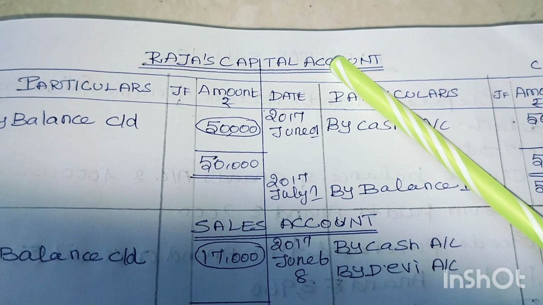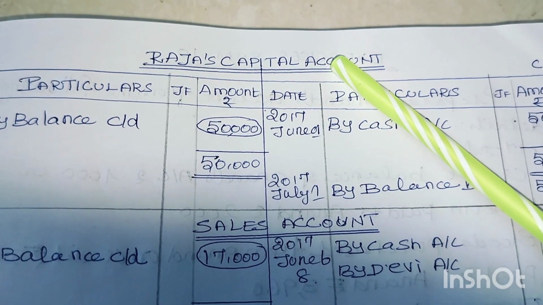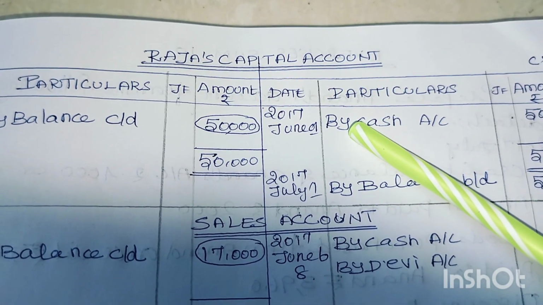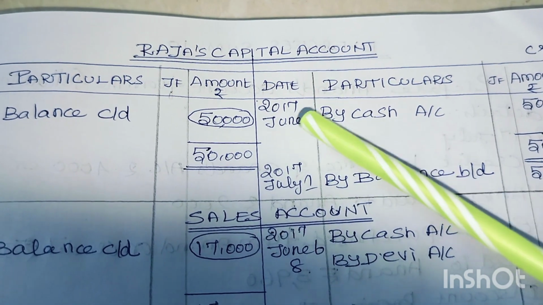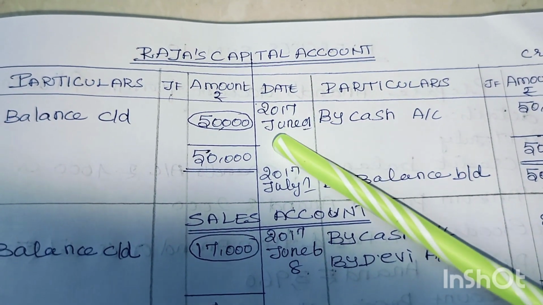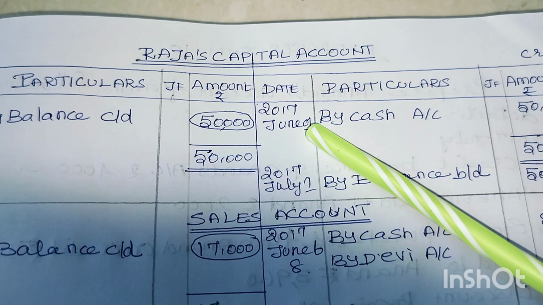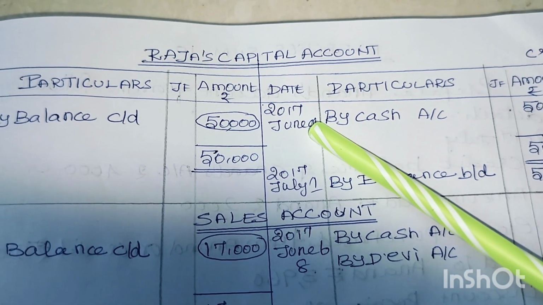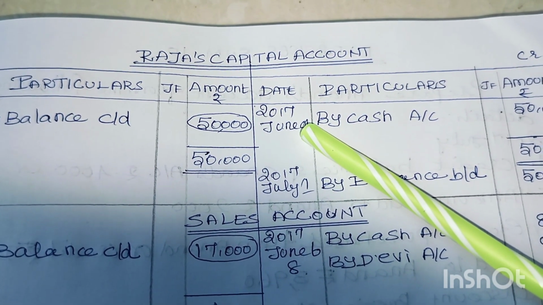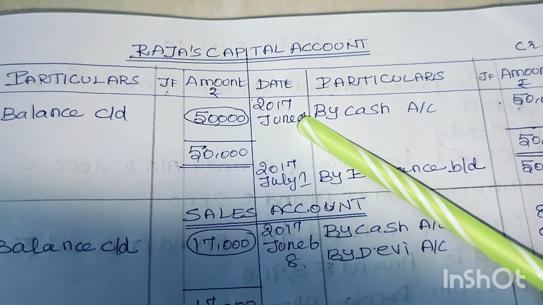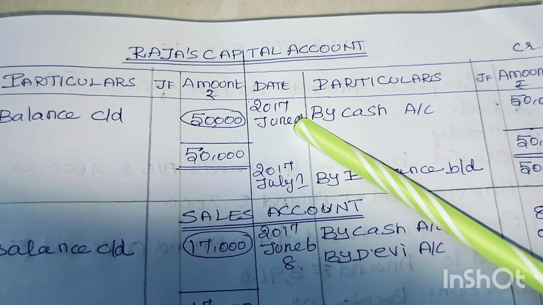Which side does the capital account occur? Always the capital account occurs on the credit side. So we go to the credit side, dated 2017 June 1. What is the opposite account from the capital account? Raja commenced business with cash, which means the cash account is the opposite account. So cash comes in.